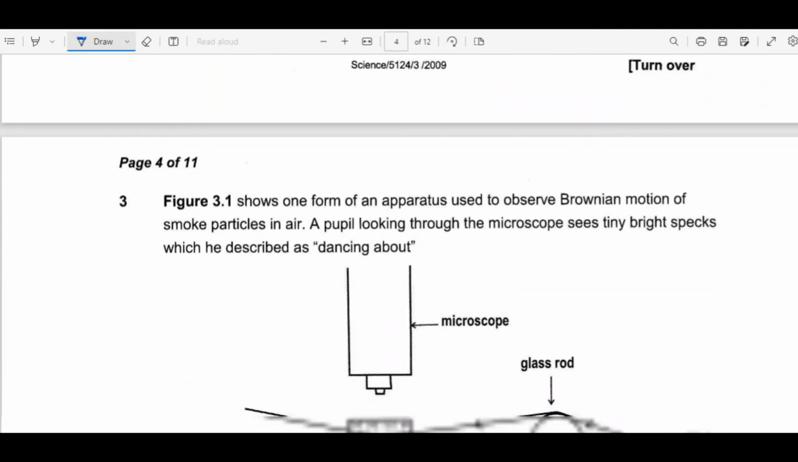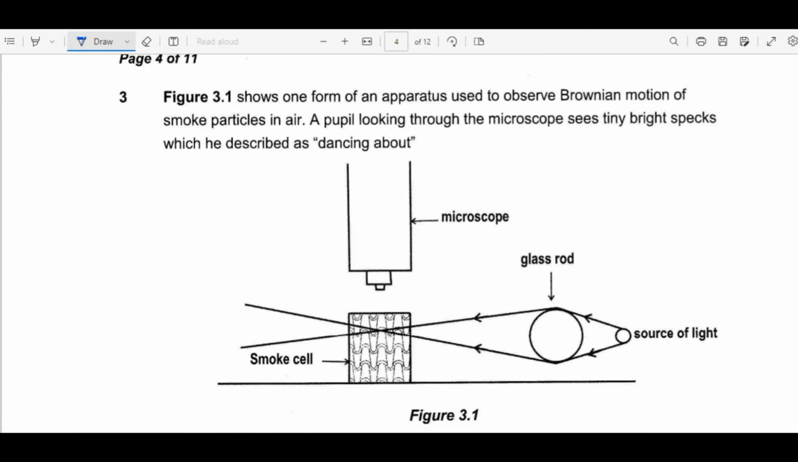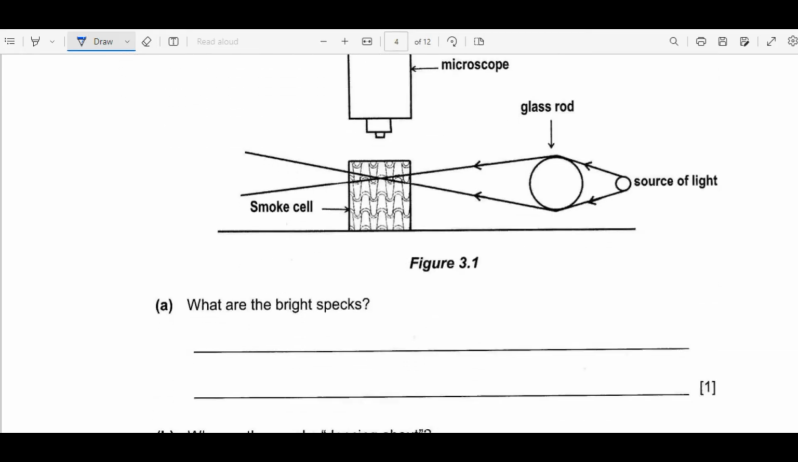Okay, we move on to question 3, which is about Brownian motion. Figure 3.1 shows one form of an apparatus used to observe Brownian motion of smoke particles in air. A pupil looking through the microscope sees tiny bright specks which he described as dancing about. Then let's have a look at the first question. What are the bright specks?